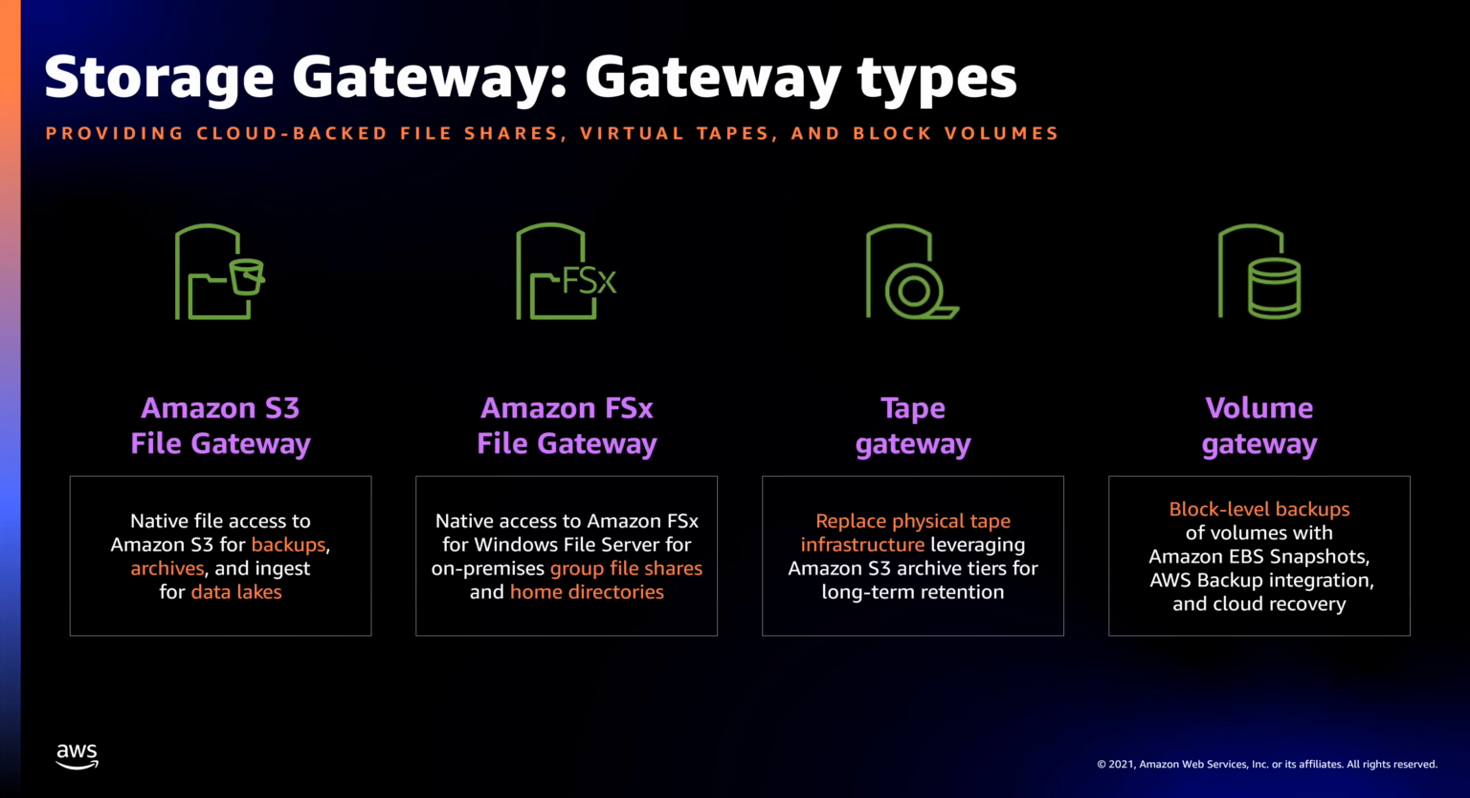AWS Storage Gateway is an umbrella of storage features that allows you to bring the scalability and the unlimited storage capacity of the cloud to your on-premise networks. And it does that in a couple of different ways. So you see here, there's four product types under AWS Storage Gateway. The first one being AWS S3 File Gateway.